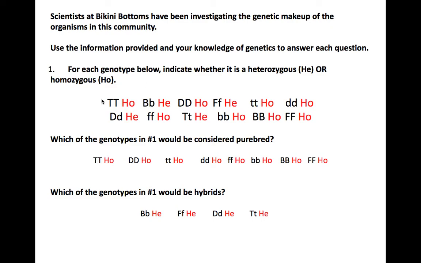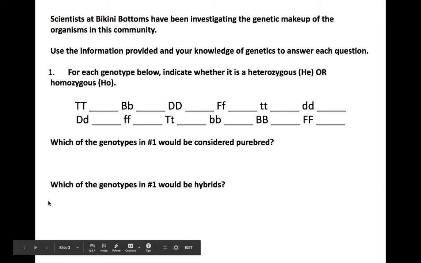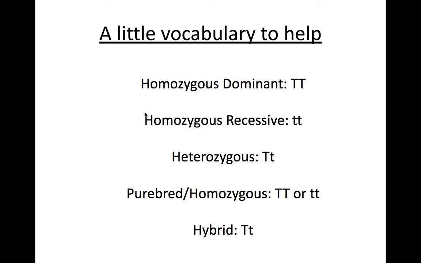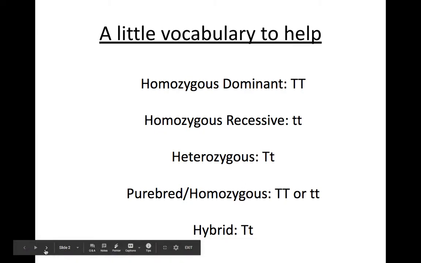So big T is homozygous, because it has two capital T's. But big B, little b would be heterozygous because it's a capital and a lowercase. Big D would be homozygous because it's two capital letters. Big F, little f would be heterozygous. If you're confused, remember on the previous slide, two slides back, I gave you the definitions. Homozygous would either be two capital letters or two lowercase letters. Heterozygous would be a capital and a lowercase letter, so you can remember it that way as well.